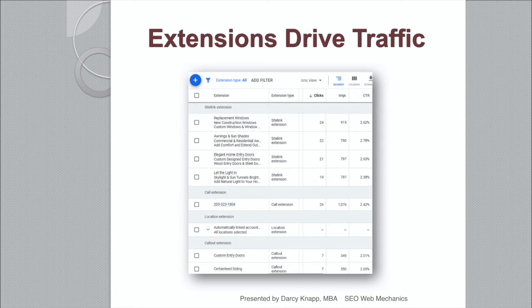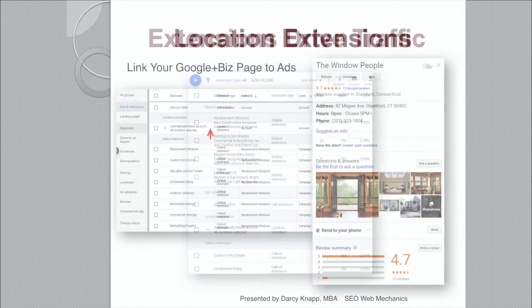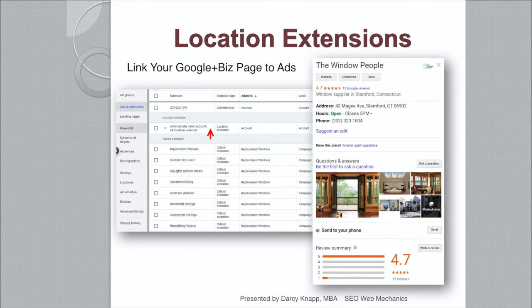You want to use these extensions to make your ads look bigger and stronger and to help drive consumers in for exactly what they want when they read your ad. You can also add your location extension to your Google ad. This will link your Google Plus business page and allow users to see your reviews, your address information, your business hours, your phone number, and they can one-click go to your website, get directions, or call you.